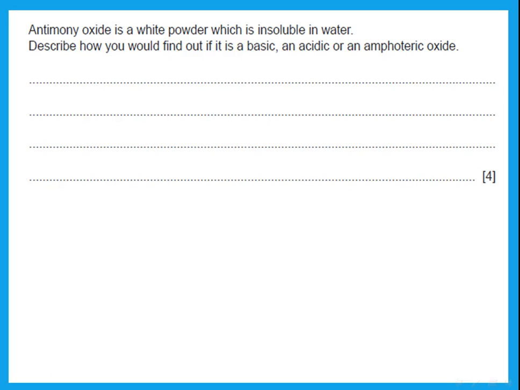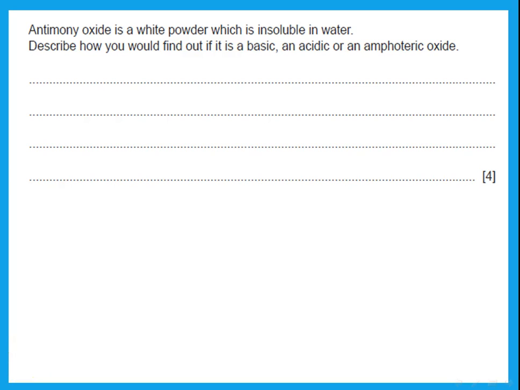Here the question says antimony oxide is a white powder which is insoluble in water. Describe how you would find out if it is a base, acid or amphoteric oxide. Okay, let's try this. Basic, acidic, or amphoteric oxide. If it's a base, it would react with acid. If it's an acid, it would react with base. If it's amphoteric, it reacts with both. So actually what we're going to do is bring 2 test tubes, put acid in one and base in the other, and see if it reacts, it will dissolve.